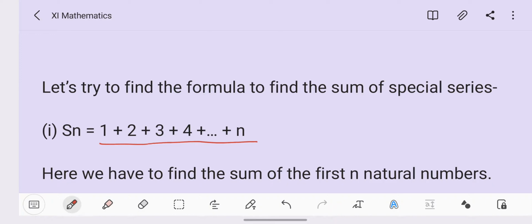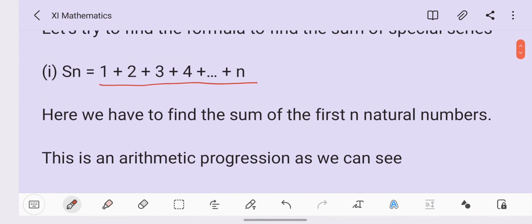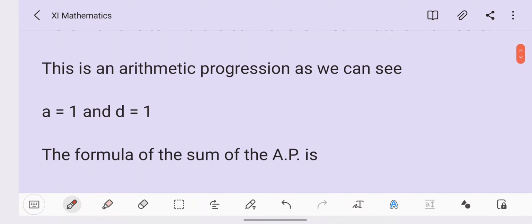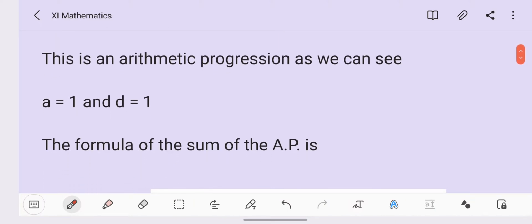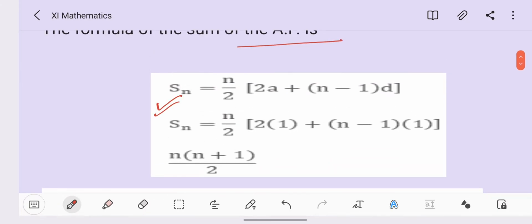So what exactly do we do here? First of all, we'll find the first term. If you look at the first term, which is represented as a, it is 1 here, and the common difference d is nothing but 2 minus 1, which is also 1. That means this particular series is in arithmetic progression. So the formula for finding the sum of an AP is Sn equals n by 2 into 2a plus n minus 1 into d, right? That is 2a plus n minus 1 into d.